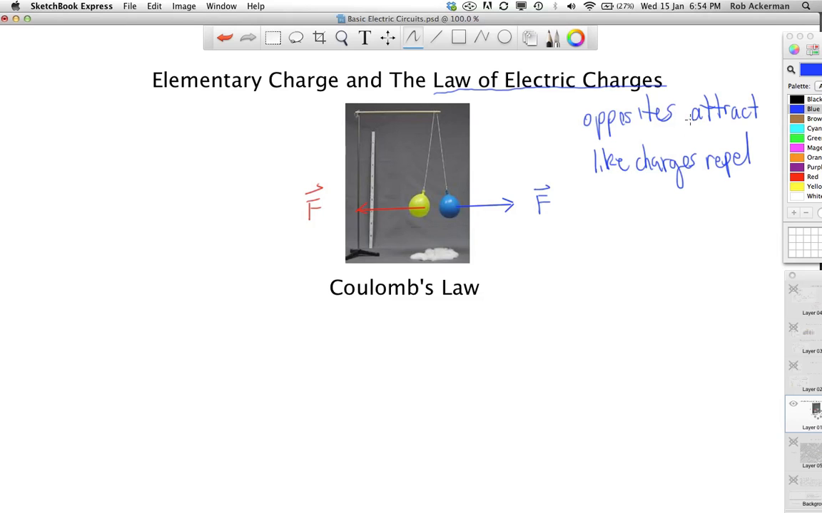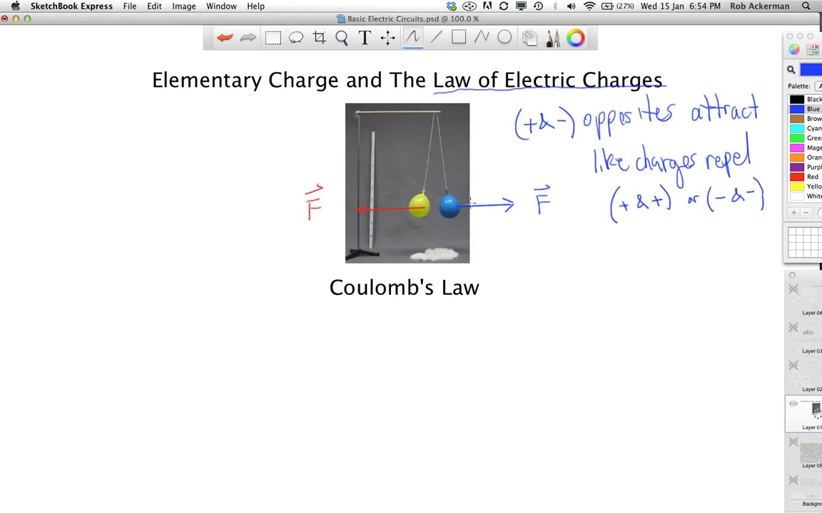electric charges. So when we talk about opposites attracting, we're talking about positively charged and negatively charged things. If we're talking about like charges, then we're talking about two positively charged things or two negatively charged things. So since you see there's some sort of repulsion going on here, these balloons must be charged with the same kind of charge, either both negative or both positive. It's not entirely clear which one it is.